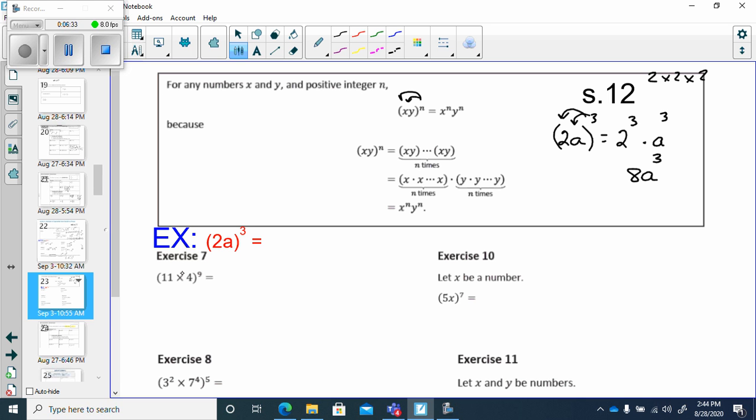Let's try this one. Let's just distribute this here, okay? We're not going to complete it. We're just going to distribute it. That would be 11 to the 9th power times 4 to the 9th power, okay?